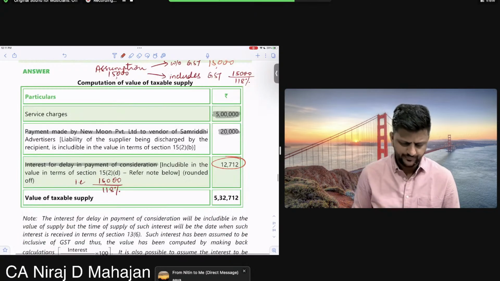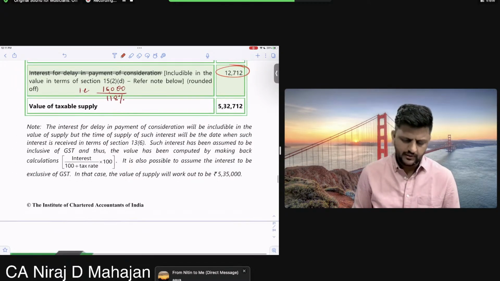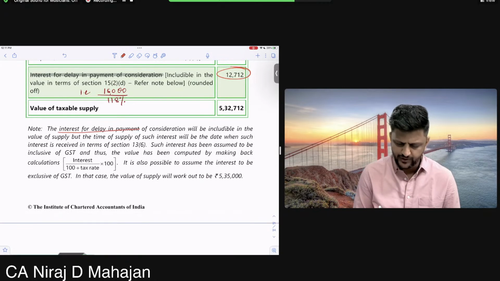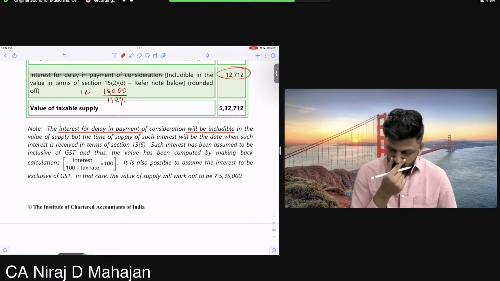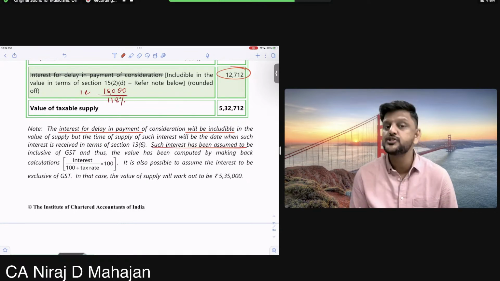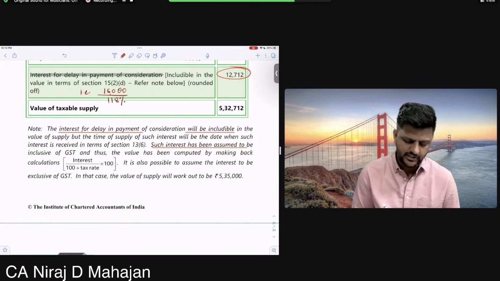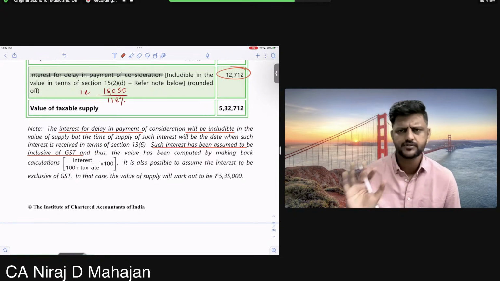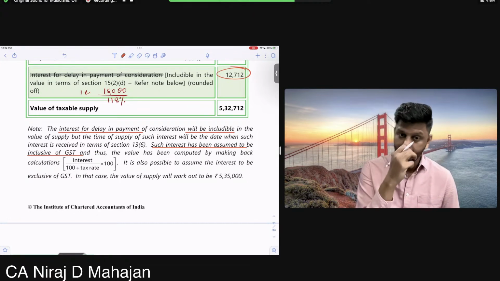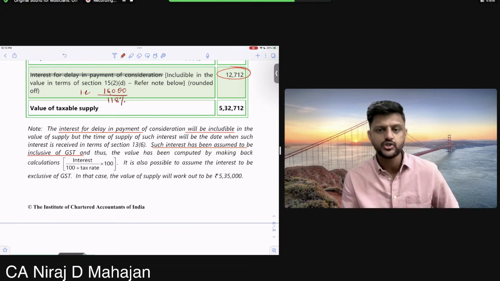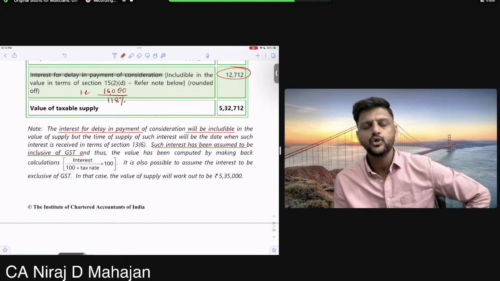Look at the notes. Check here. The interest for delay in payment of consideration will be includable in the value of supply. That is okay. We are adding it in the value of supply. Such interest has been assumed to be inclusive of GST. So here the study material also shows that it is not given in the data whether it's inclusive or exclusive. We're assuming it to be inclusive of GST.